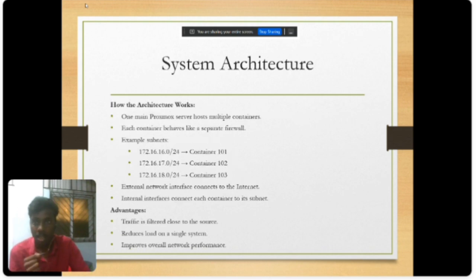The system has one main Proxmox server that hosts multiple containers. Each container behaves like a separate firewall. So these are the containers used in this project. Container one, two, three. The external network interface connects to the internet. The internal interface connects each container to each server. The advantage of this architecture is that traffic is filtered close to the source, which reduces load on a single system and improves overall network performance.